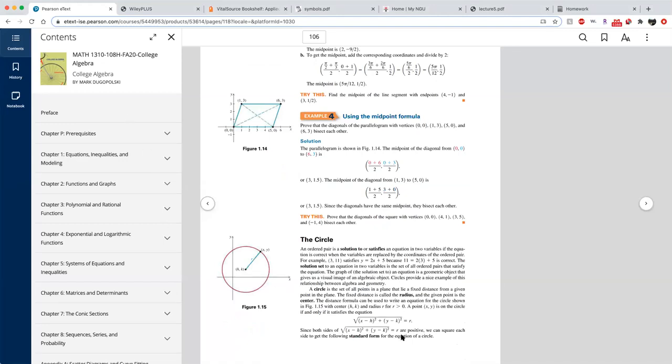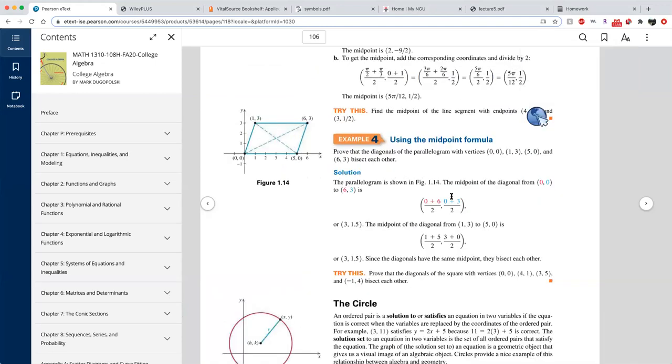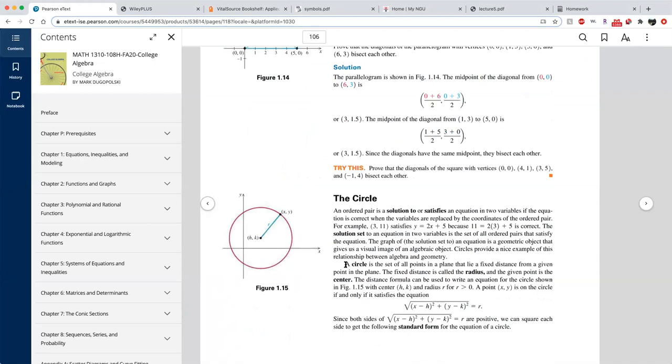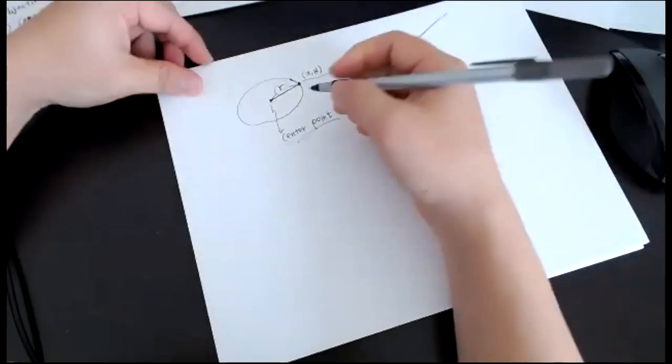In the textbook, you see, let me increase the font. Much better. So you see, a circle is a set of all points in a plane that lie a fixed distance, here fixed distance means the radius, from a given point that is the center point. That's the definition of a circle. Keep in mind this.